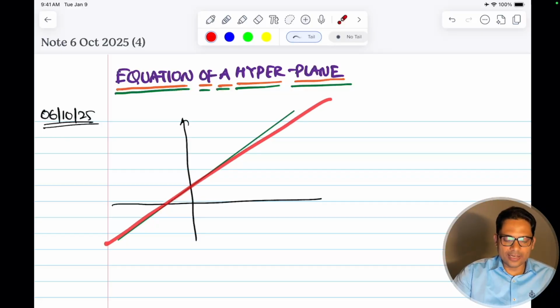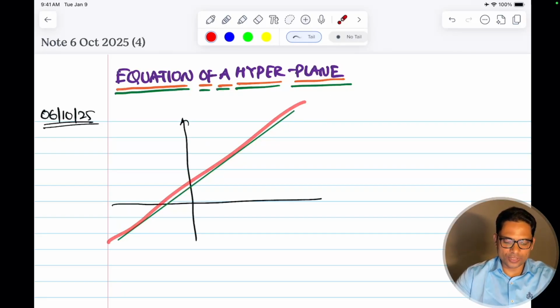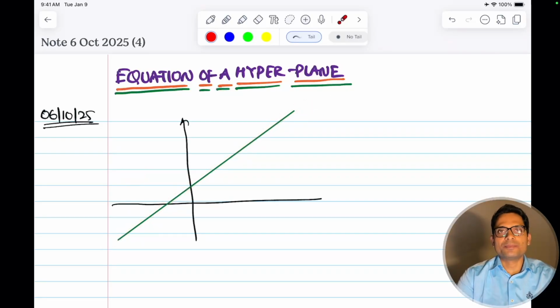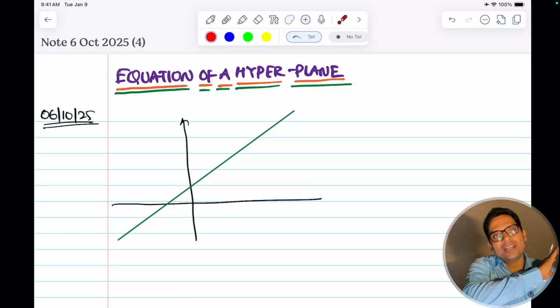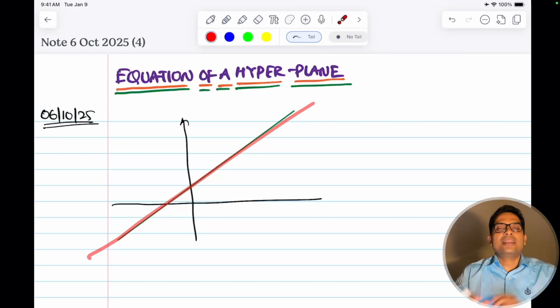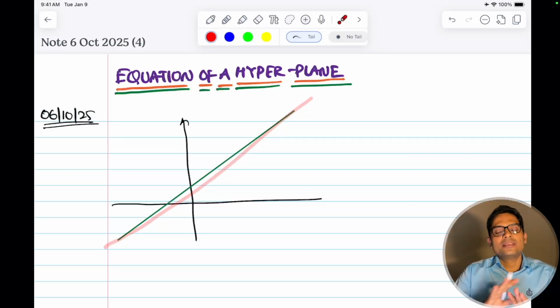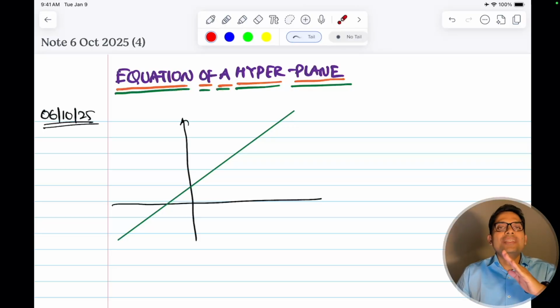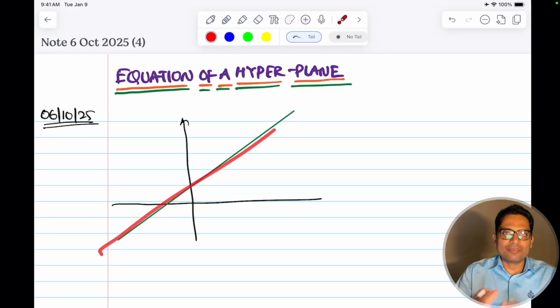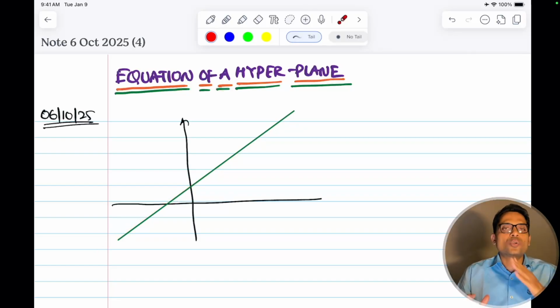Even this line in two dimensions can be called a hyperplane. For three dimensions, a two-dimensional plane will be the hyperplane. If you generalize it to n dimensions, anything that divides the complete space into two distinct parts is a hyperplane. I hope the hyperplane understanding is clear. A plane is also a hyperplane. It is a lower dimensional subspace which divides the complete space into two distinct parts.